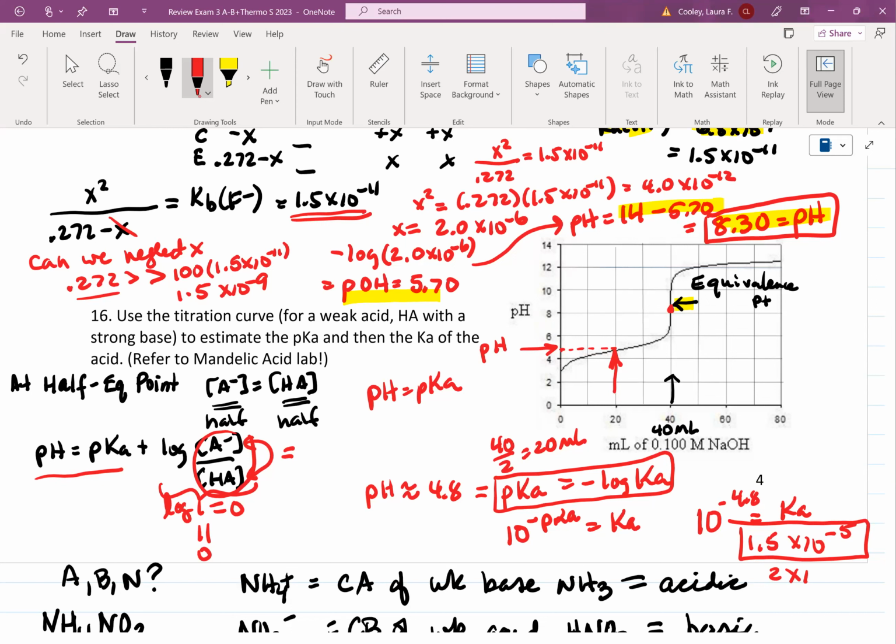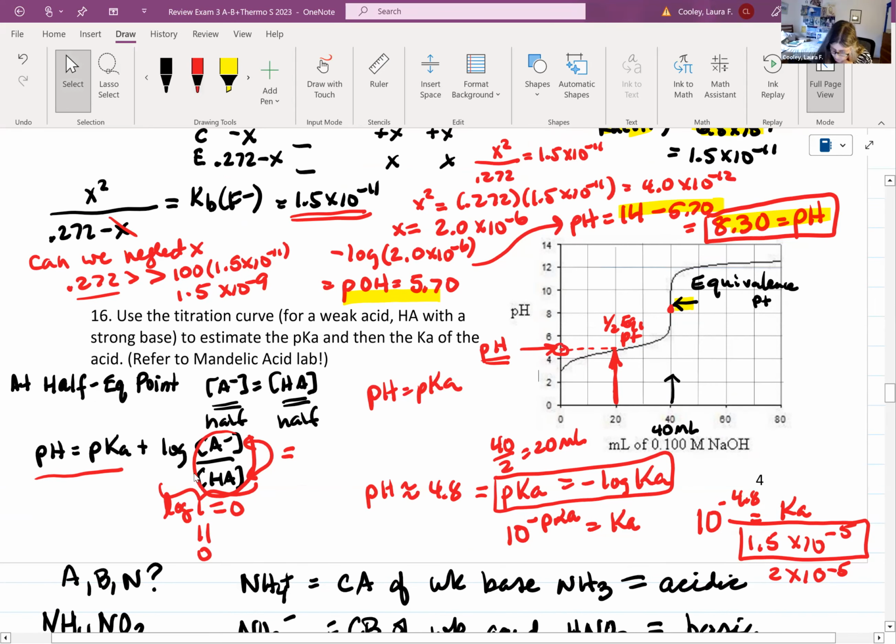Just a quick question. Where did you end up getting 4.8 as a pH from? Oh, because I went to the half equivalence point here at 20. Okay. And I looked at the pH at the half equivalence point. Gotcha. I see it now. Yeah. And that's how you get the pH, right? Yeah. It's really 1 sig fig because this is only 1 sig fig. You'd only end up with 1 sig fig. Anyway, yeah.